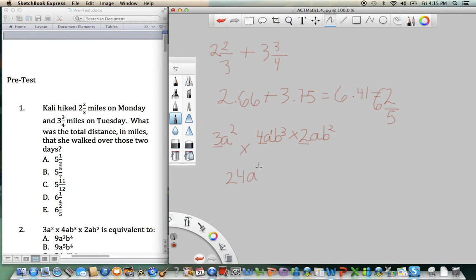And then we have b's, no b's over here, but we have a b to the third plus a b to the second, which will equal b to the fifth. So your best answer choice on number 2 is choice D.